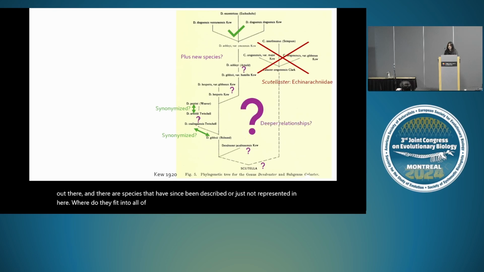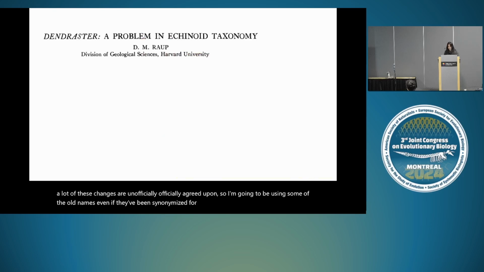And finally, most of these statements pertain to shallower nodes in the tree, or more tipward relations, and a lot less has been said about the deeper relationships in this group. So is it really such a linear sequence, or is there more branching, and where would the branches go if so? I'll also say that there aren't a lot of people working on this right now, and a lot of these changes are not officially agreed upon. So I'm going to be using some of the old names, even if they've been synonymized, for brevity in the rest of this talk.